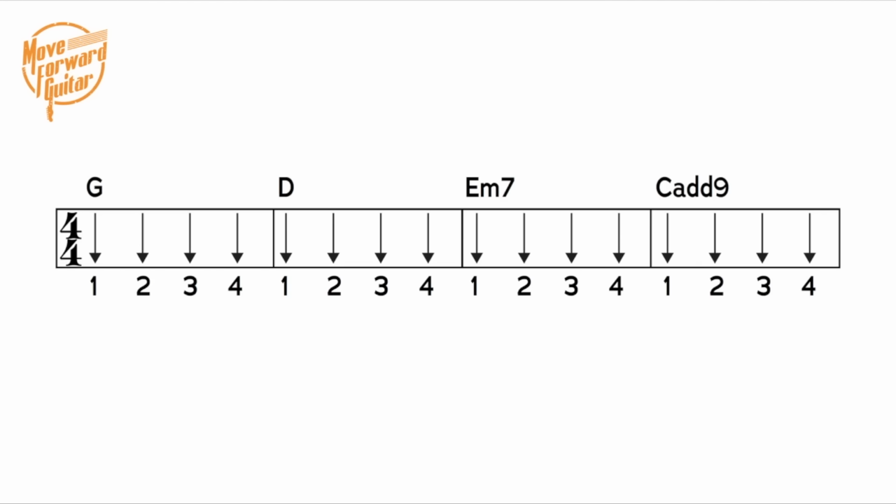And just be aware when you count this, it's still 1, 2, 3, 4, 1, 2, 3, 4. So 1, 2, 3, 4 over the G, 1, 2, 3, 4 over the D, and so on. And every time you strum, every time your hand goes down, your foot goes down and taps. Every time your hand comes up, your foot comes up.